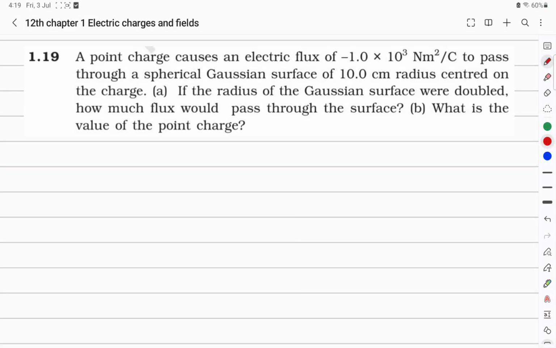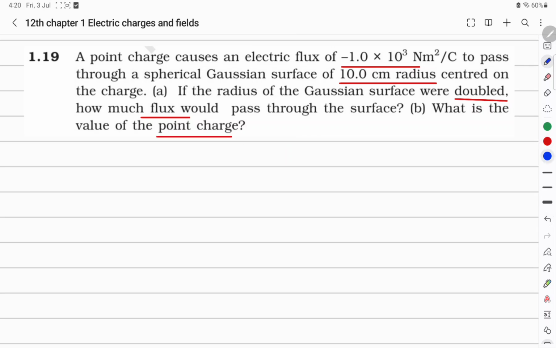In this video, we're going to see Physics 12th Chapter 1, Exercise 1.19. So the question is, the point charge causes an electric flux of minus 1 into 10 to the power of 3 Newton meter square per coulomb to pass through a spherical Gaussian surface of 10 centimeter radius centered on the charge. So the question is, if the radius of the Gaussian surface were doubled, how much flux would pass through the surface? And the second question is, what is the value of the point charge?